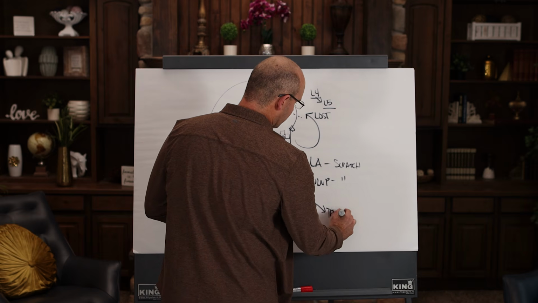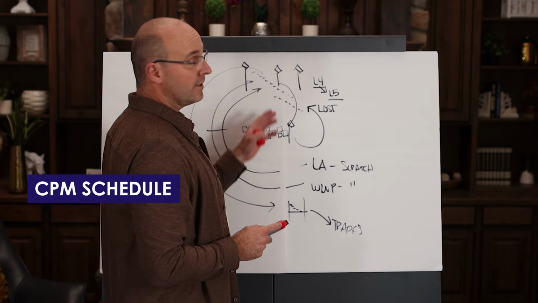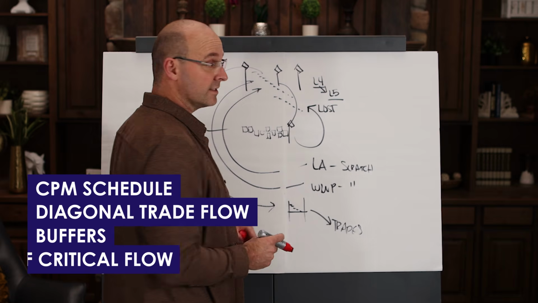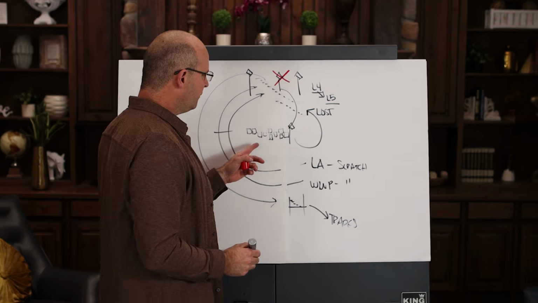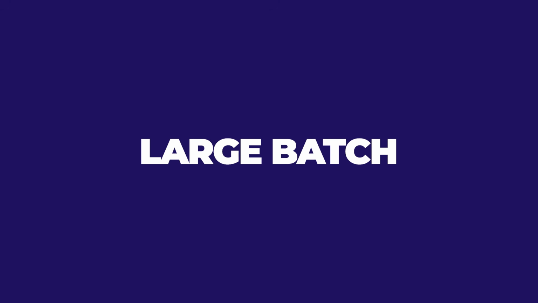Okay, let me talk about this. I think you're going to love the argument here. First of all, because a CPM schedule doesn't have diagonal trade flow and it's not planned with buffers and it doesn't have a path of critical flow, your milestones will not be correct. Second, if you pull plan just one large area, you've wasted weeks or months, and that's called large batch. That's a mathematical scientific certainty.